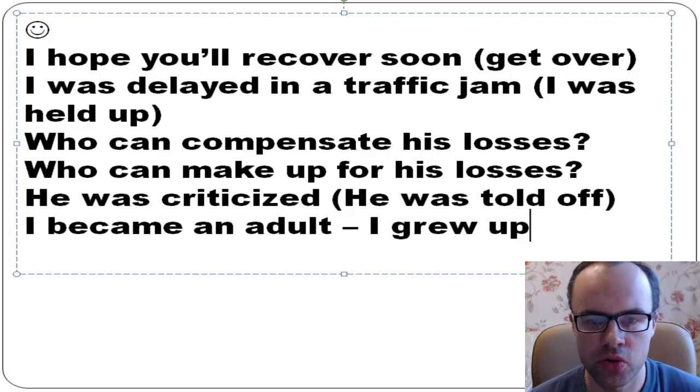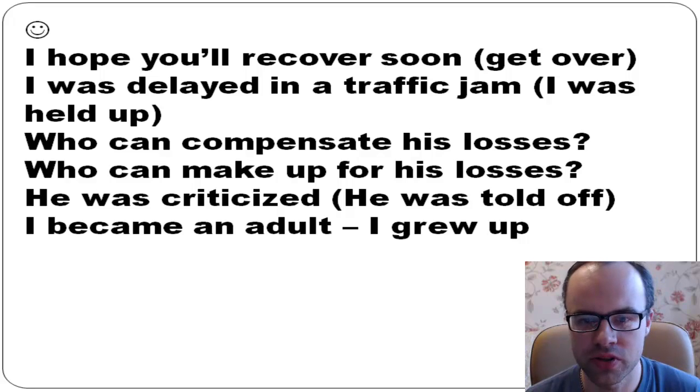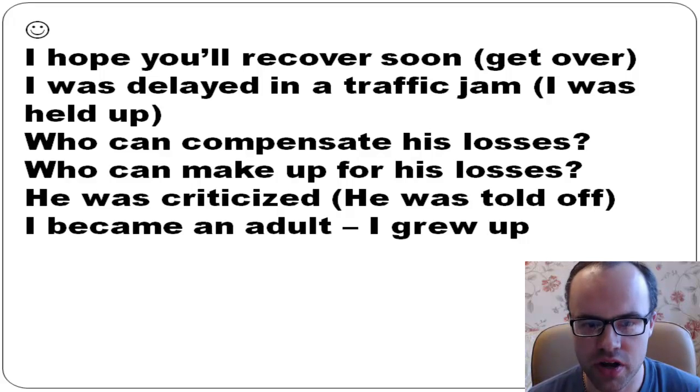So we studied very important phrasal verbs which you can use in your speech. I think it will help you a lot, and we'll continue learning phrasal verbs and lots of other useful stuff. Okay, so I hope you'll recover soon. I hope you'll get over soon. I was delayed in a traffic jam. I was held up in traffic jam. Who can compensate his losses? Who can make up for his losses? He was criticized. He was told off. I became an adult. I grew up.